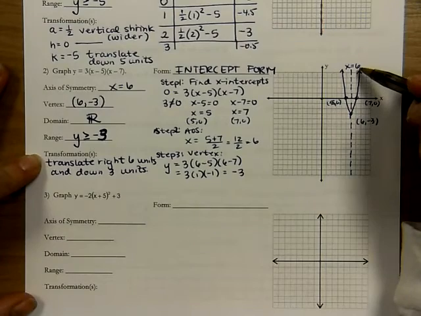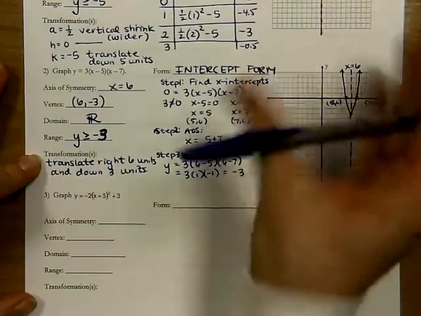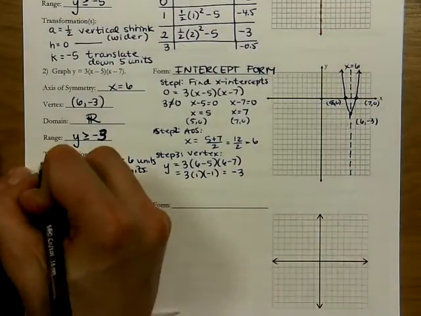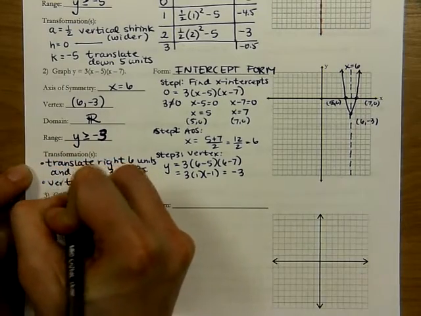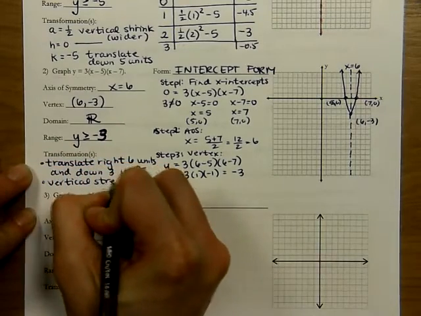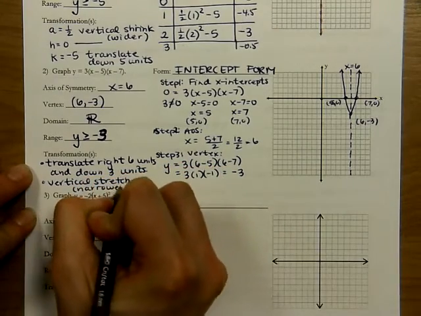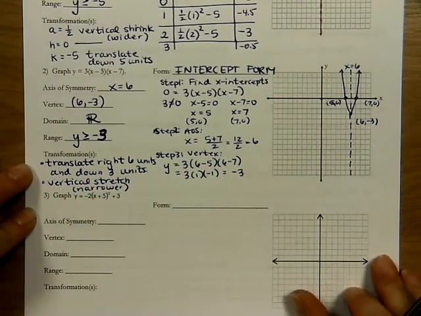However, I know that my a value is 3, and when my a value is 3, that's going to make this graph rise faster than the parent function, whose a value is 1. So because it rises faster, we get narrower, and when we get narrower, that means we vertically stretched that function. So this is a vertical stretch, or in other words, we are narrower than the parent function.